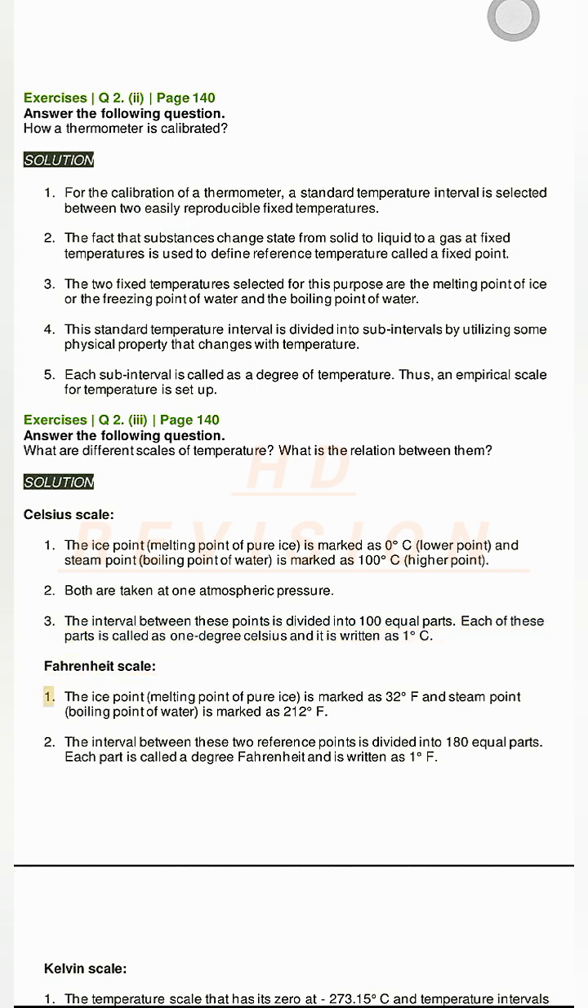Fahrenheit scale. 1. The ice point, the melting point of pure ice, is marked as 32 degrees Fahrenheit and the steam point, the boiling point of water, is marked as 212 degrees Fahrenheit. 2. The interval between these two reference points is divided into 180 equal parts. Each part is called a degree Fahrenheit and is written as 1 °F.